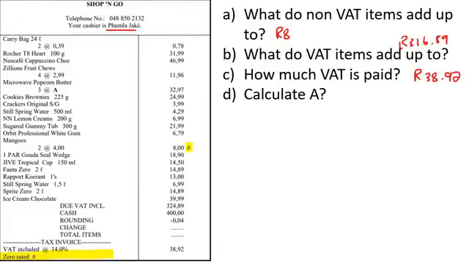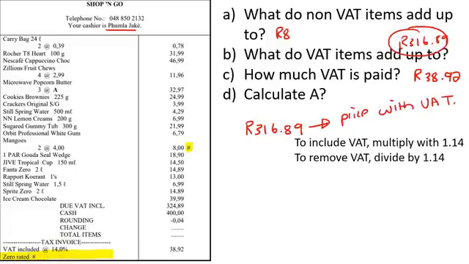But if you want to have a very good understanding of how they calculate that number, then we can do the following. The VAT items cost 316 Rand and 89 cents. Now remember, that is the price with VAT.